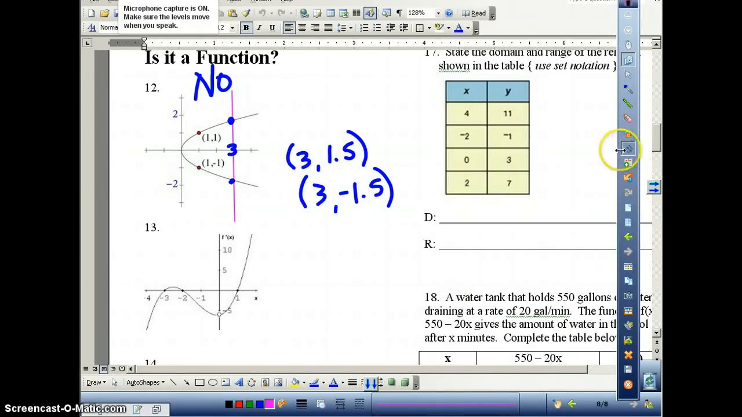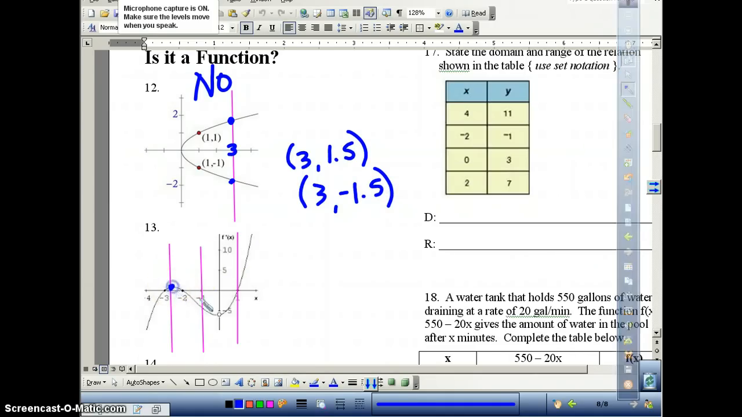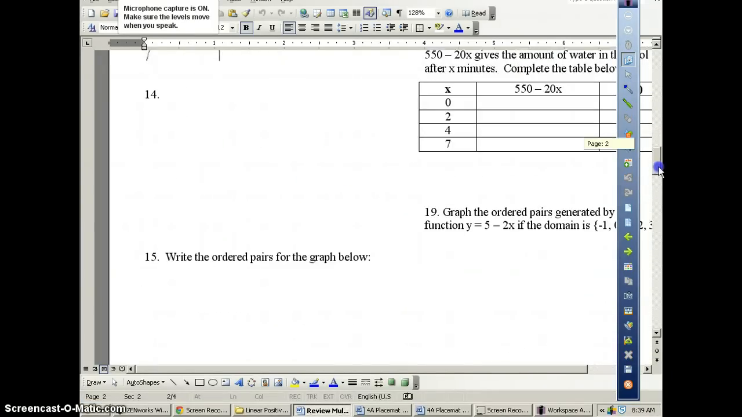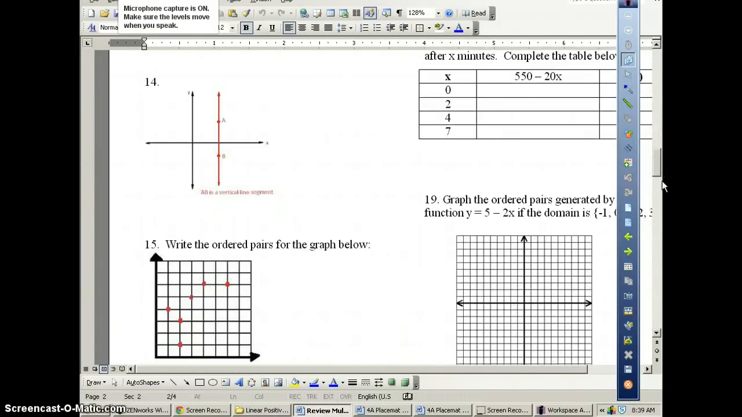Take a look at 13. I'm going to do the vertical line test. Each time I draw a vertical line, it can only touch the graph once for it to be a function. Is this a function? Yes. That's a function. Yes, it is. Your algebra teachers are going to be so impressed.